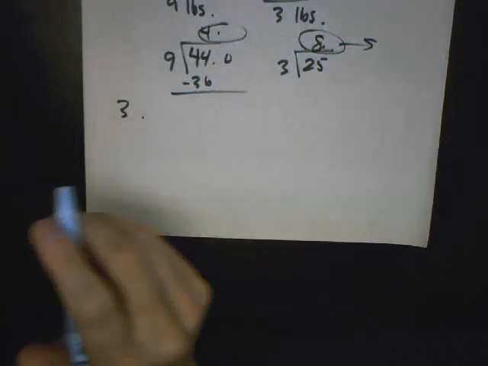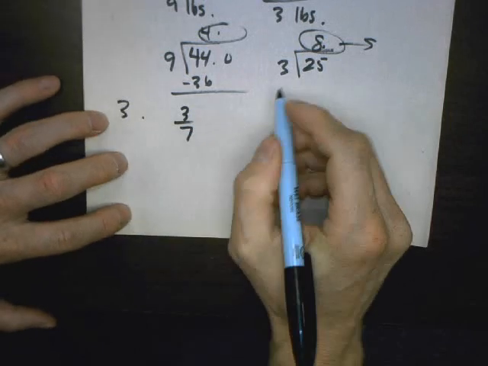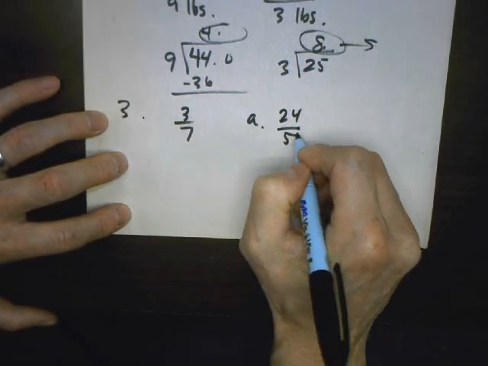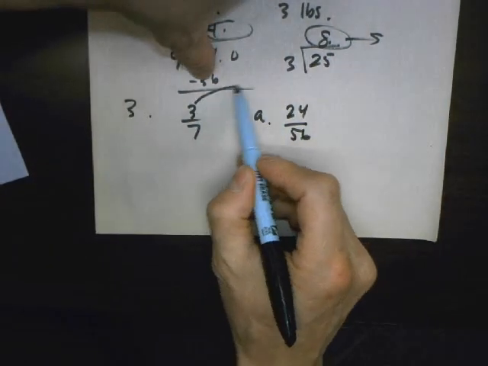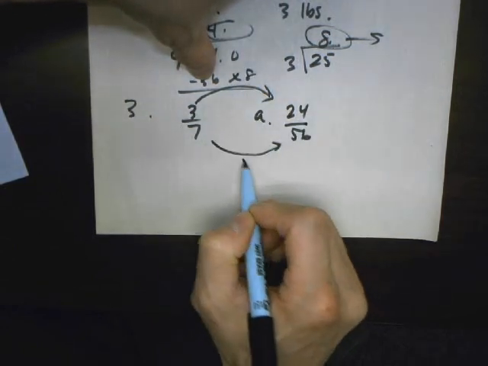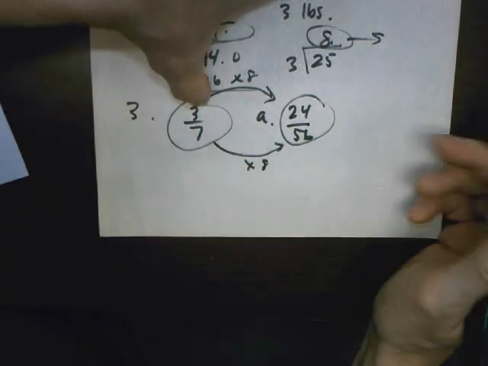Number 3 says, which of these is proportional? So the fraction they gave us is 3/7, and we're going to test these. So A, the fraction is 24/56. Now, if this is proportional, there's a few things we can do, but just the simplest is ask yourself, what do I multiply to get this? Well, I multiply by 8. If you multiply by the same thing down here, this is proportional. In other words, this is the same fraction as this.